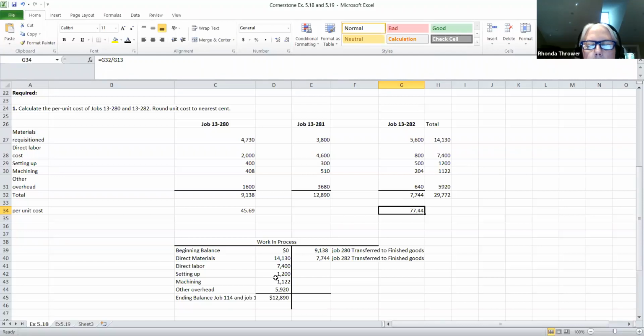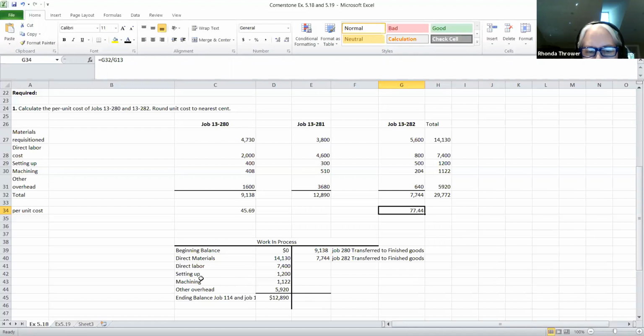And so that setup would be added to the work in process account, because setting up the machinery is a part of applying the factory overhead. The machining is also a part of applying factory overhead. The machining total was 1,122, and that is debited to the work in process account. Your other overhead came from this total here that is debited to the work in process account.